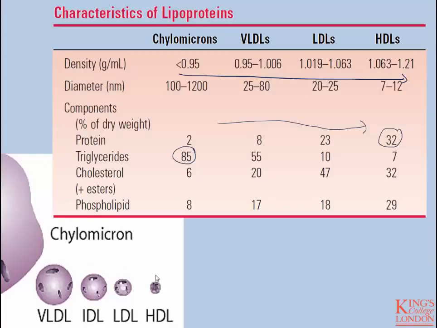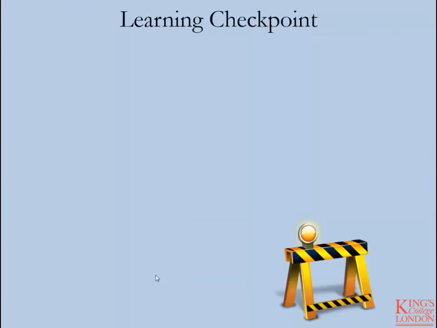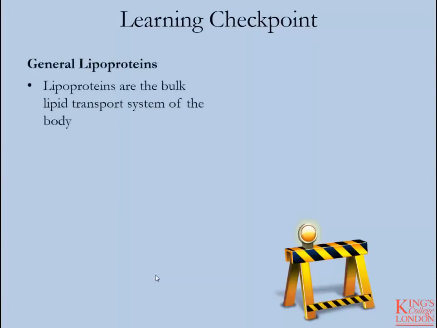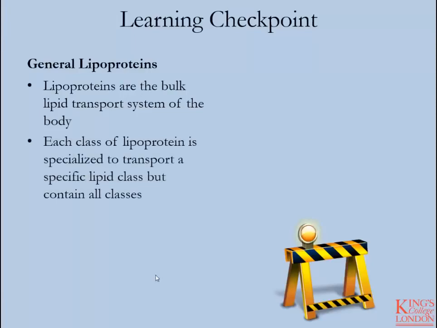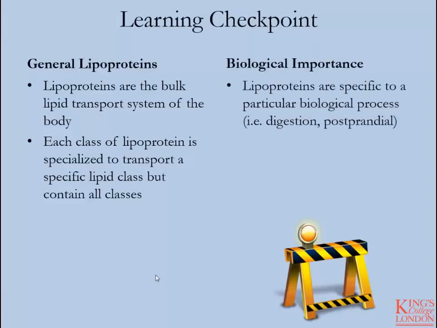So up to this point, we know that lipoproteins are the bulk lipid transport system for the body. Each class of lipoproteins is specialized to transport a specific type of lipid, but they contain all types of lipids. Their biological importance is that lipoproteins are specific to a particular biological process, whether that's the digestion of lipids, dealing with postprandial lipids, or addressing lipid metabolism in the fasted state.